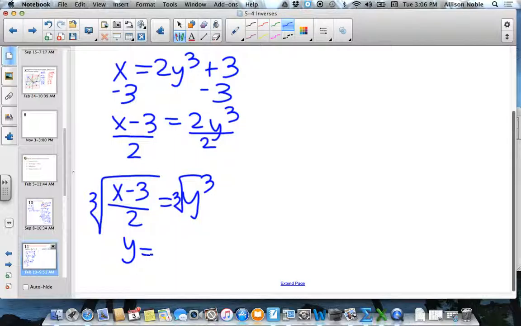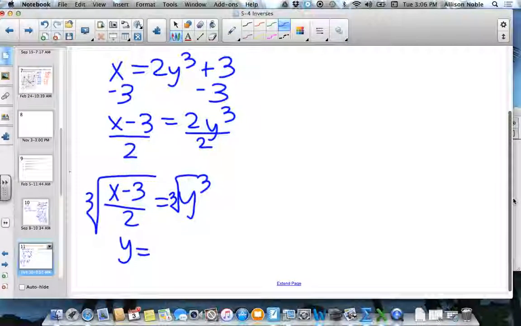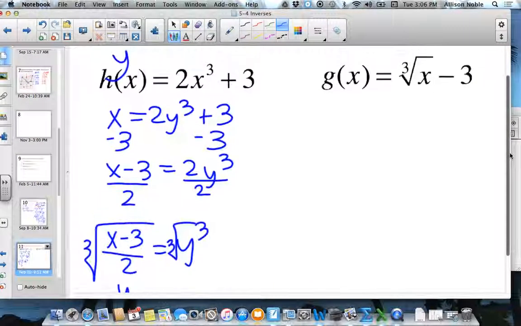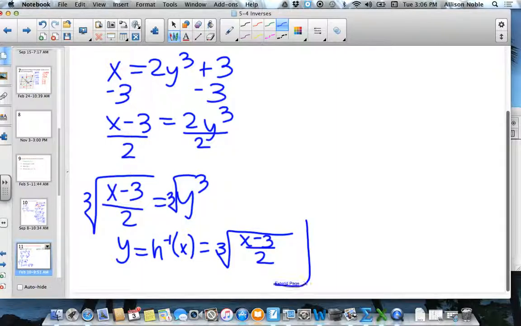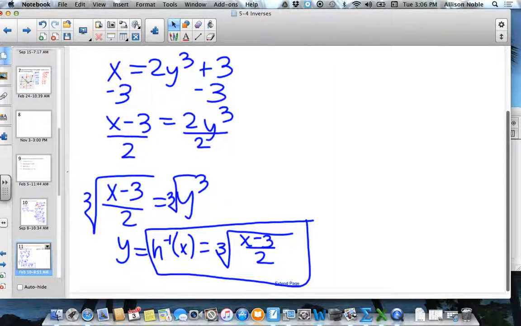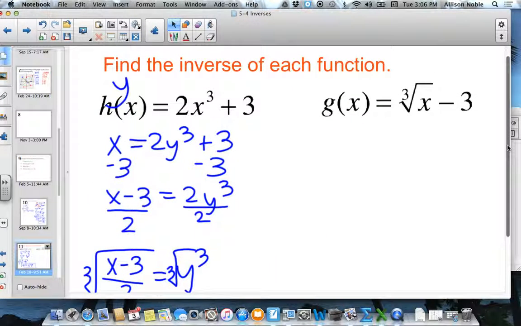So y, or h negative 1 of x, because that's our notation, is equal to the cube root of x minus 3 all over 2. This does not have any domain restrictions because there are no x's in our denominator, so it makes it nice. The second one, we're going to do a similar thing with.